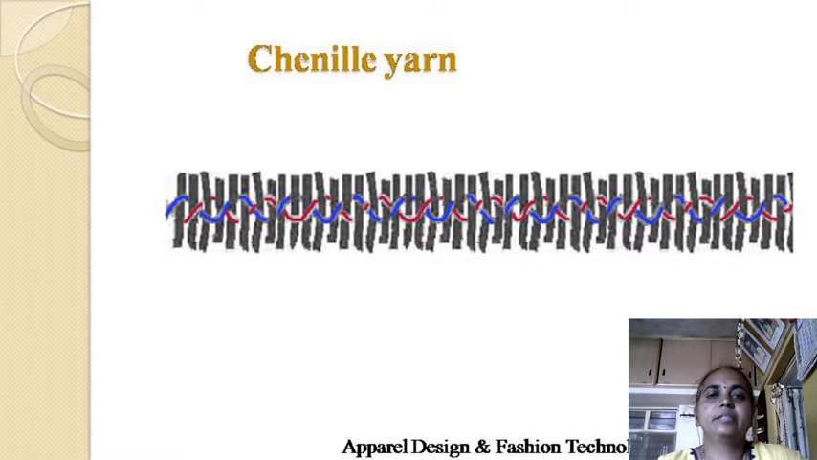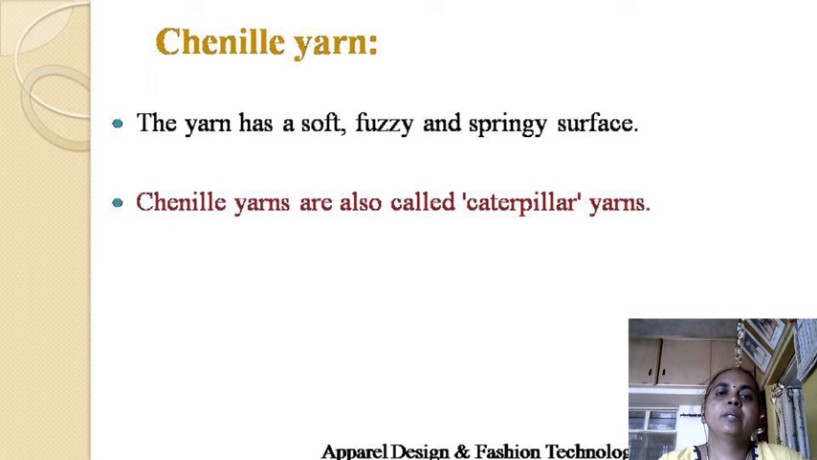Next is the chenille yarn. So, what is the chenille yarn? It is also a type of complex or novelty yarn which is used for fancy or decorative purposes, or to create an ornamental effect on the fabric. The yarn has a soft, fuzzy and springy surface. So, this chenille yarn has a soft and fuzzy surface.